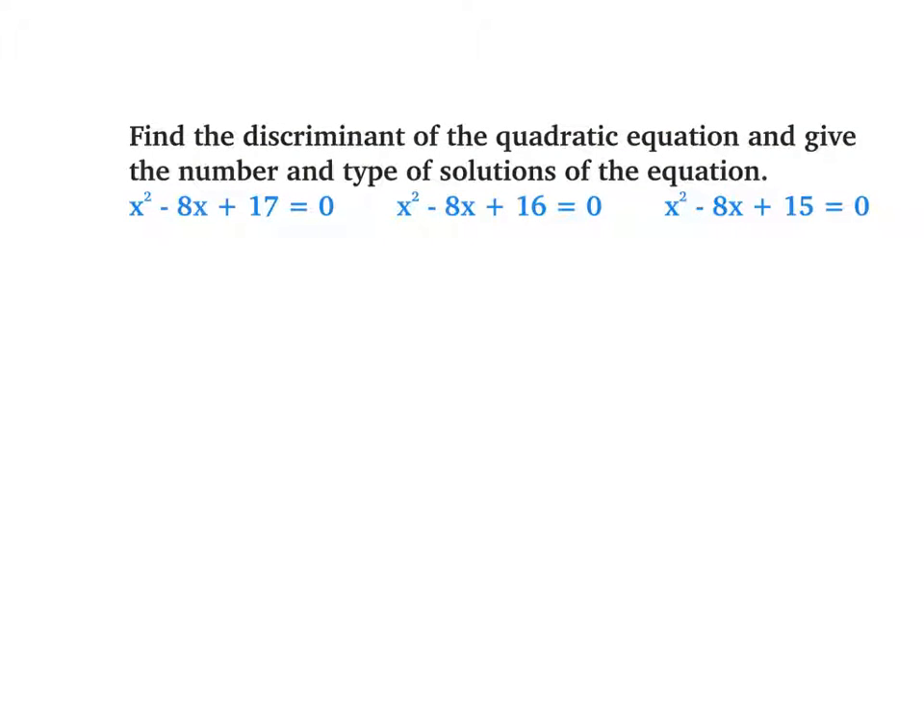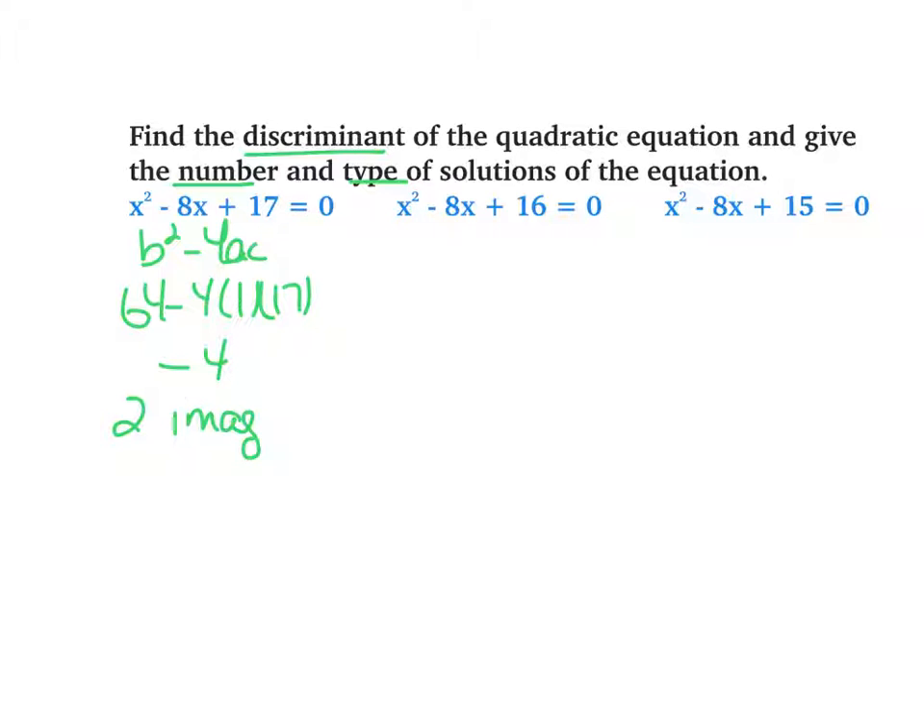Okay, the last thing I'm going to have you do today is work just at your discriminant only. The directions say find the discriminant and give the number and type of solutions. It didn't say solve them, just find the discriminant and tell what you get. So this first one, all I'm doing is b squared minus 4ac. That's all I need to tell me what type of solutions I'm going to get. B squared is 64 minus 4, a is 1, c is 17. If you work that out, you'll get negative 4. And because it's negative, that means I'm going to get 2 imaginary solutions, because I would have a negative number inside my radical.